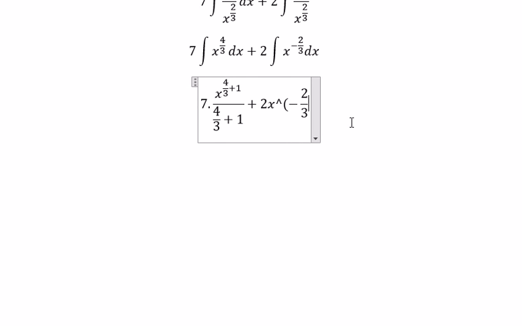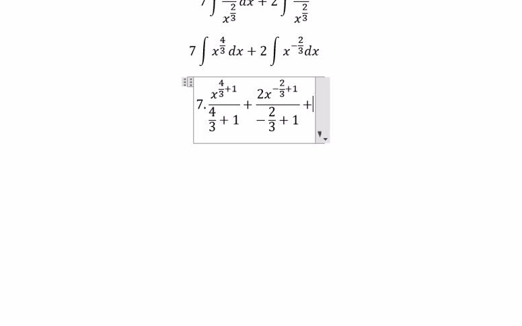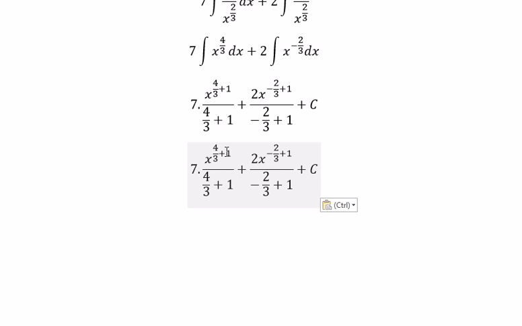And now we can get the final answer. The integral of x to the power of 4 over 3, you got 4 over 3 plus 1 over 4 over 3 plus 1. For this one, you got negative 2 over 3 plus 1 over negative 2 over 3 plus 1. So we sum the numbers in here.